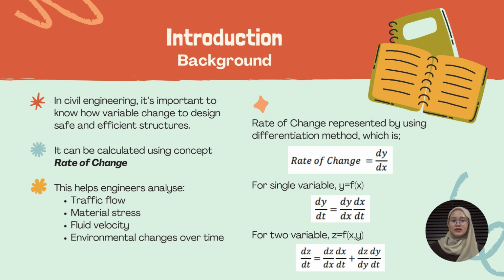Next, for two variables, for example z equals f(x, y), that represents dz over dt equals dz over dx multiplied by dx over dt, plus dz over dy multiplied by dy over dt.